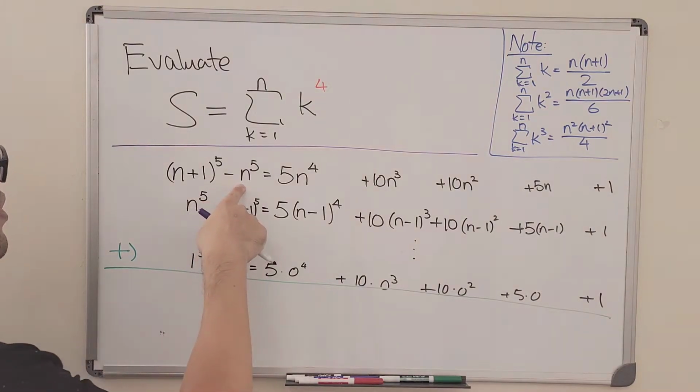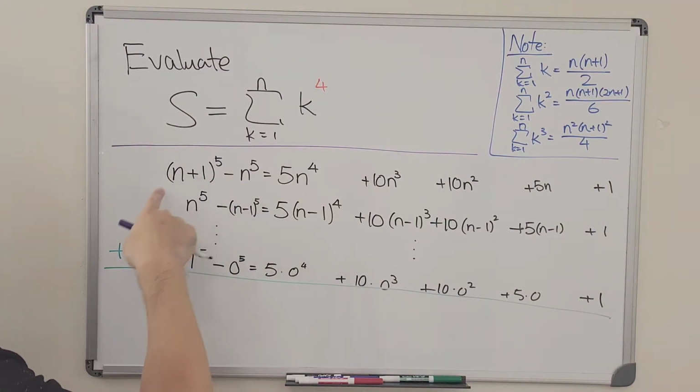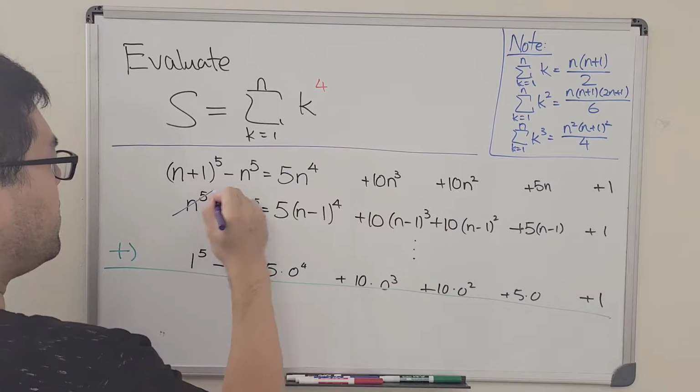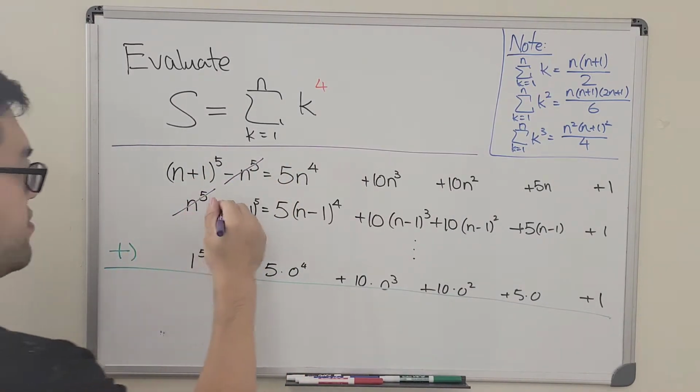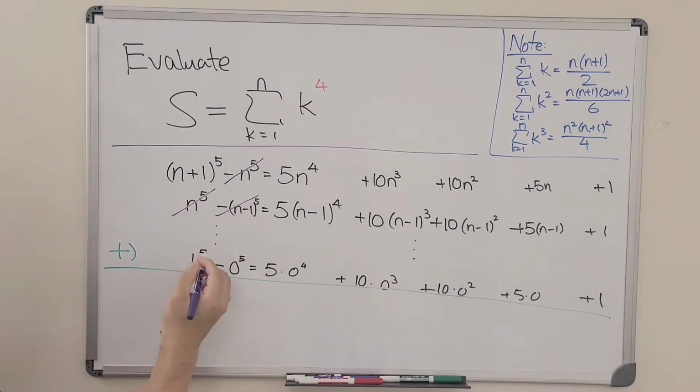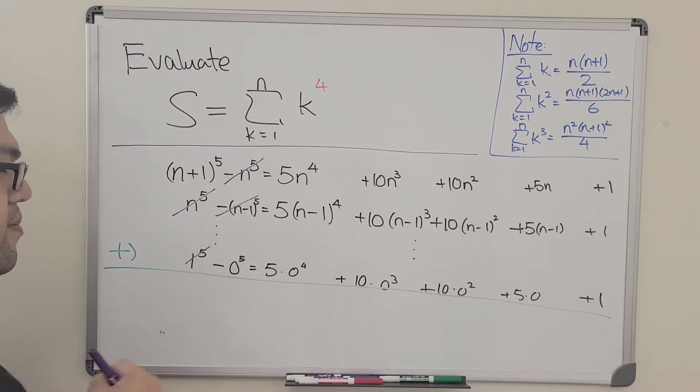For example, here we have n to the 5th power with a minus sign, and on the next row we have plus n to the 5th power. Those two can be cancelled out. Similarly, the n minus 1 to the 5th power will be cancelled with the n minus 1 to the 5th power in the next row. And we can keep going until we hit the last row, where the plus term will be cancelled out, leaving us with the minus term.